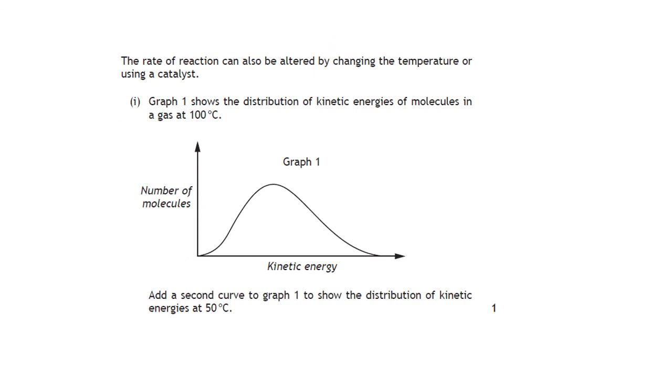Next question. So the rate of reaction can be altered by changing the temperature or using a catalyst. Graph 1 shows the distribution of kinetic energies of molecules in a gas at 100 degrees Celsius. Add a second graph at 50 degrees. So our original one is 50, so we have decreased temperature. So remember, that means it's going to get taller and thinner.